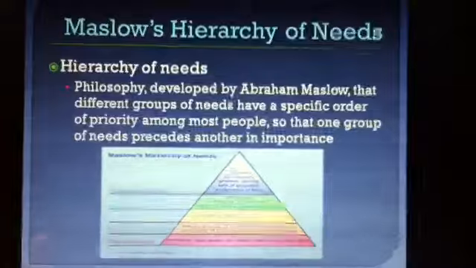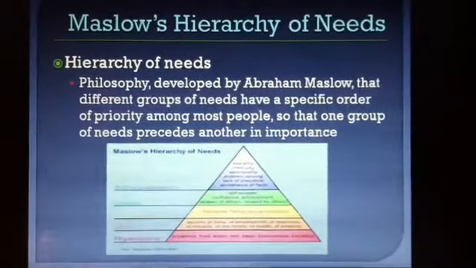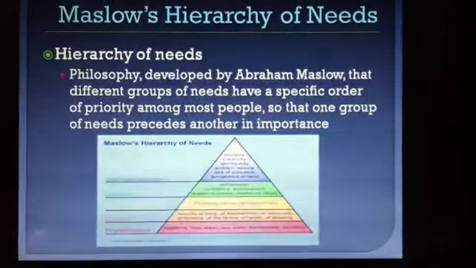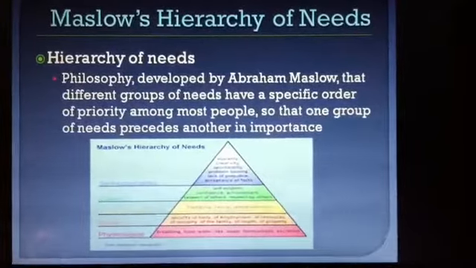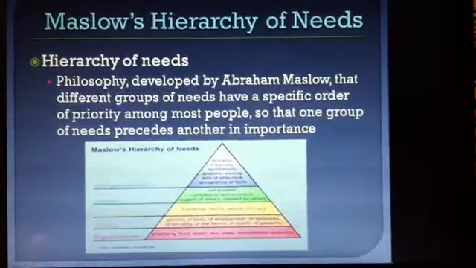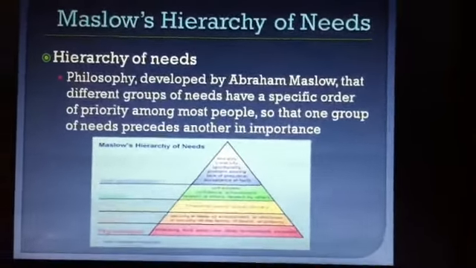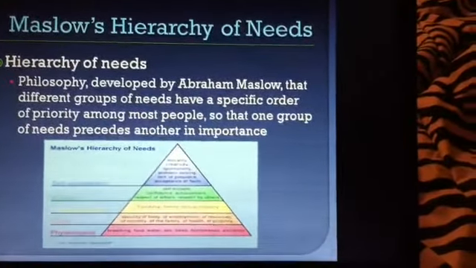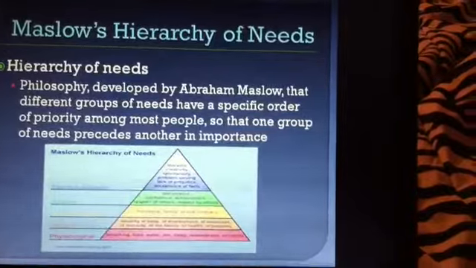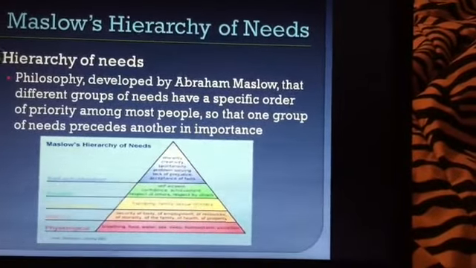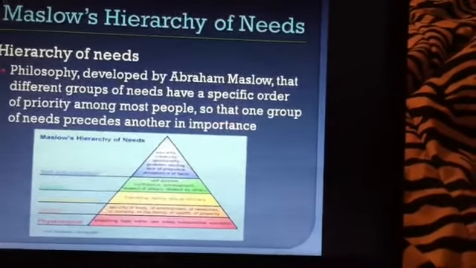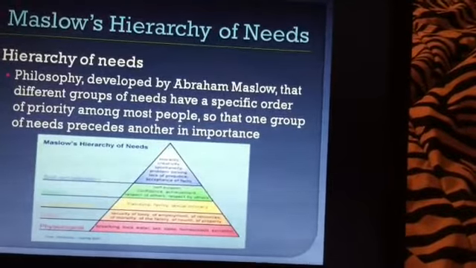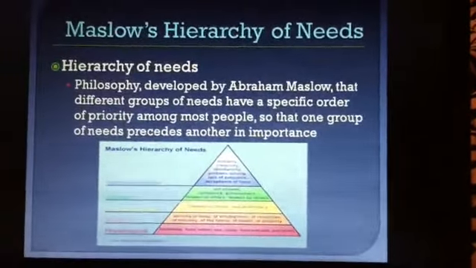Maslow's hierarchy of needs was developed by Abraham Maslow, and there were 5 different steps to Maslow's hierarchy, which include physiological needs, safety and security needs, belonging and social needs, esteem and status needs, and self-actualization and fulfillment needs.